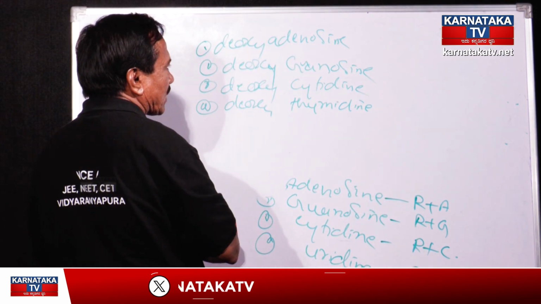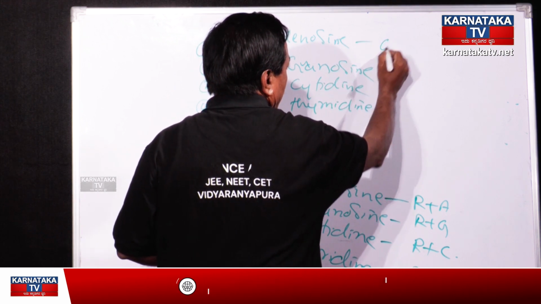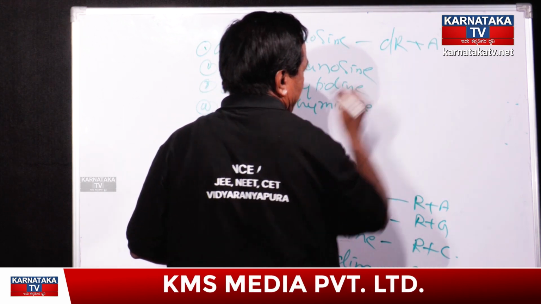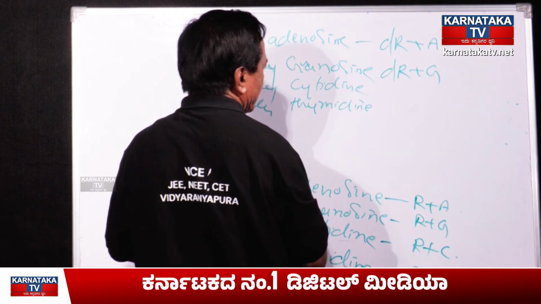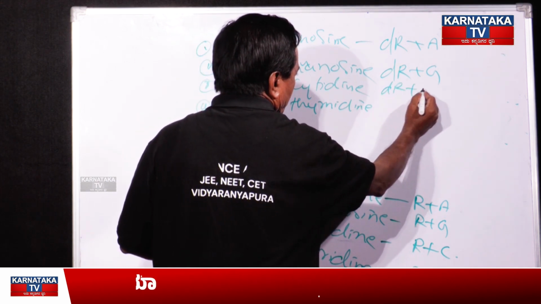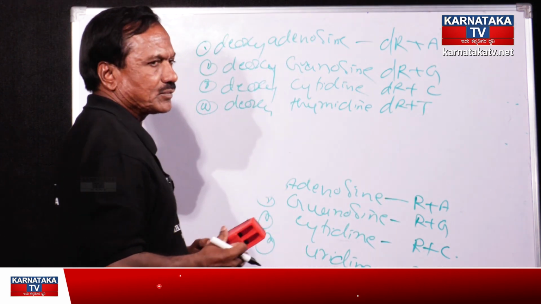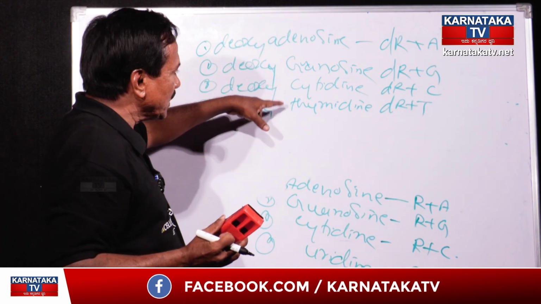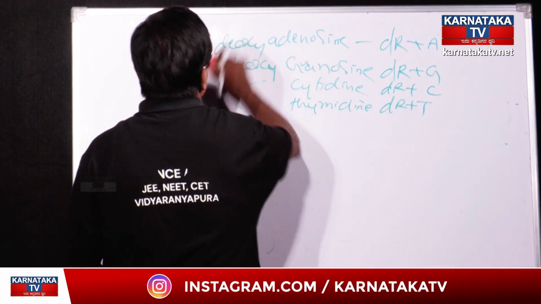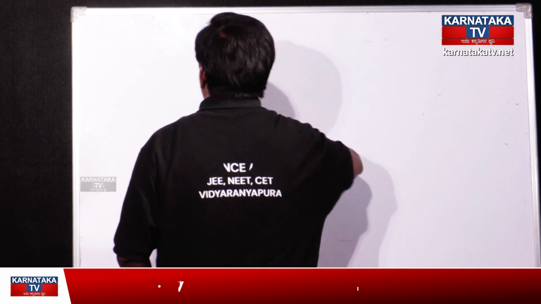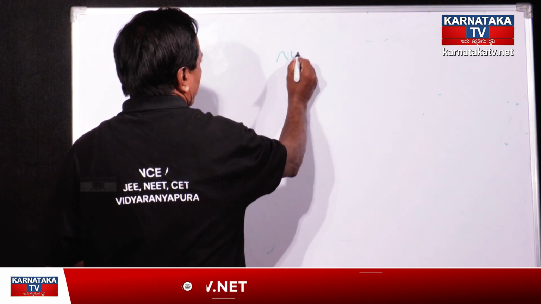Deoxyadenosine is formed by the combination of deoxyribose plus adenine. This one is formed by deoxyribose plus guanine, deoxyribose plus cytosine, deoxyribose plus thymine. So these are the 4 nucleosides present in DNA, right? This is about the nucleosides, both in RNA and DNA. And these nucleosides with phosphate form the nucleotides.